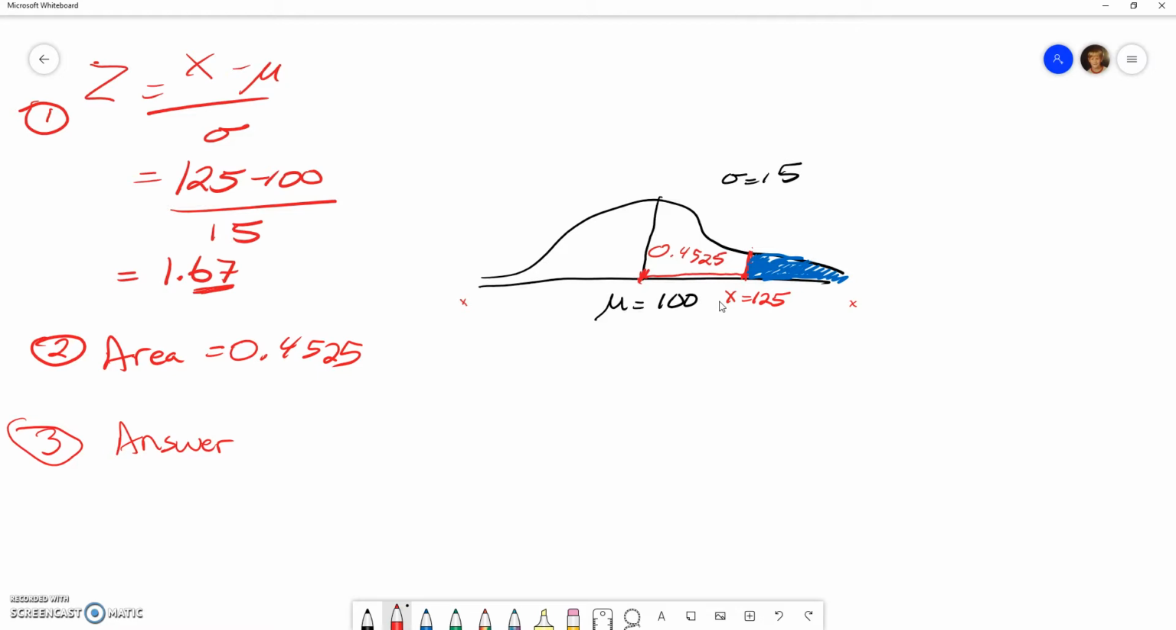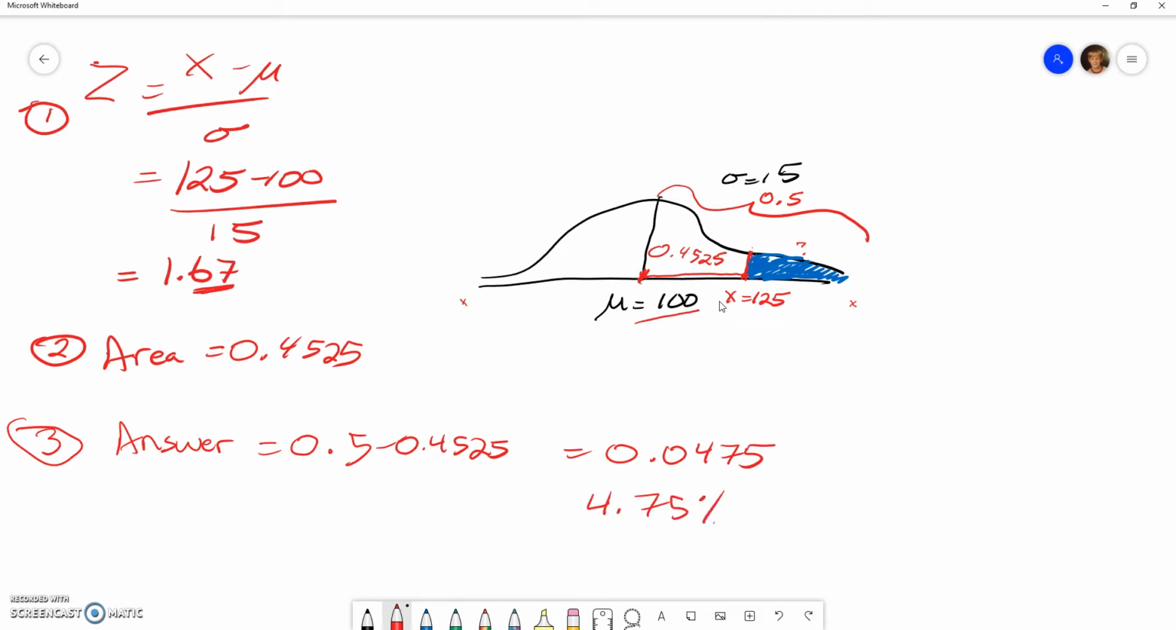We know from our discussion of normal distribution that half the average is the median, and it corresponds to half of the area. So the whole area on the right side of the average of 100 is 0.5. The section that's not shaded in is 0.4525, and we are left wanting to know this area here. So our answer is simply taking the difference: 0.5 minus 0.4525 gives us an answer of 0.0475.